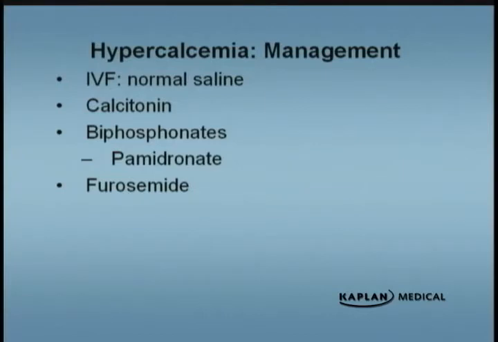The number one thing, and the number two thing, and the number three thing is to give them a lot of fluids. IV fluids are the cornerstone of treatment of hypercalcemia. So we give them normal saline, we give them fluids, and we give them fluids again and fluids again. That's the treatment of hypercalcemia. Remember, these patients are at least 3 to 4 to 5 liters down because they have nephrogenic diabetes insipidus.